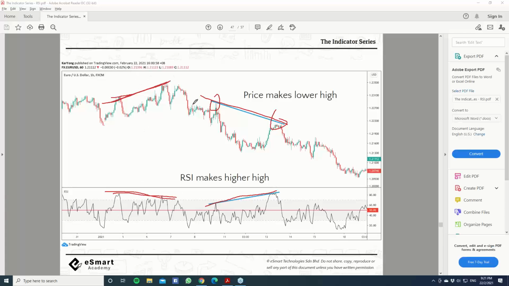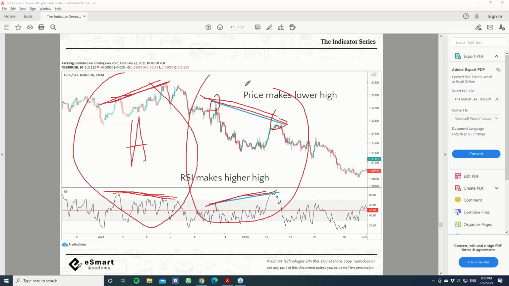I think you can see that huge difference. This here is going up, but RSI is coming down. This here is coming down, but RSI is going up. So this portion, this one A, is your regular. This one here is your hidden. So in this same chart, you actually have both.